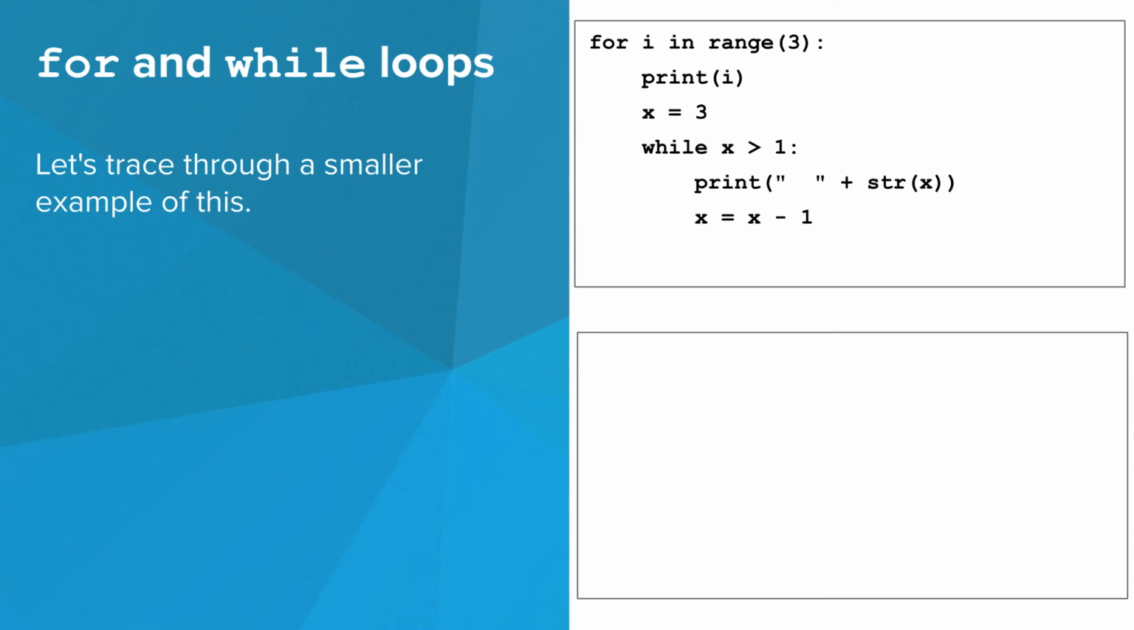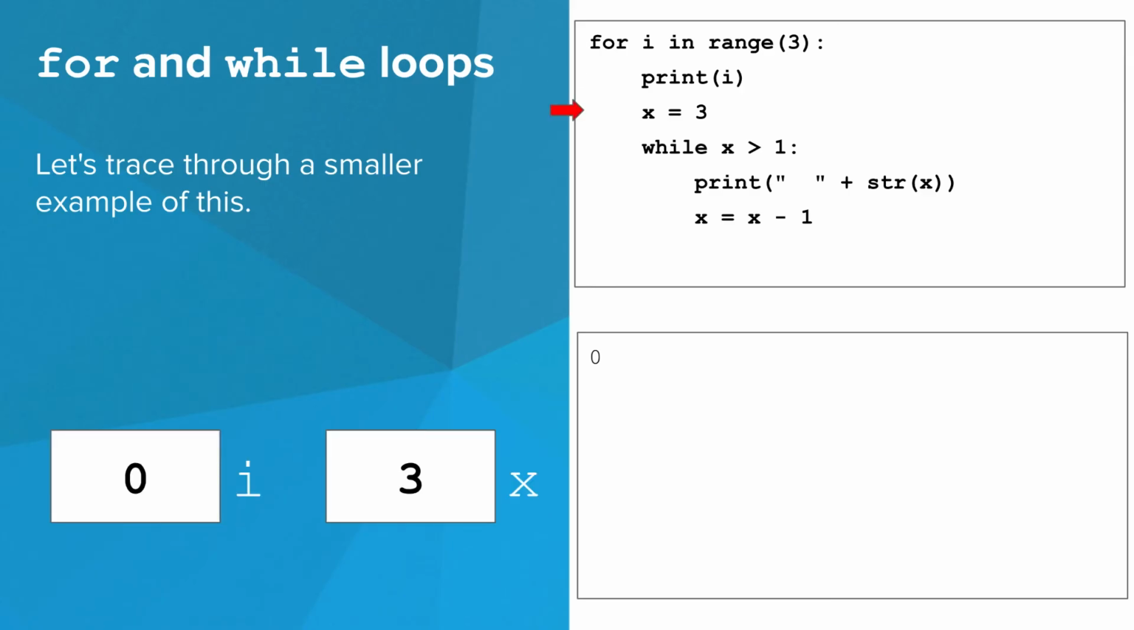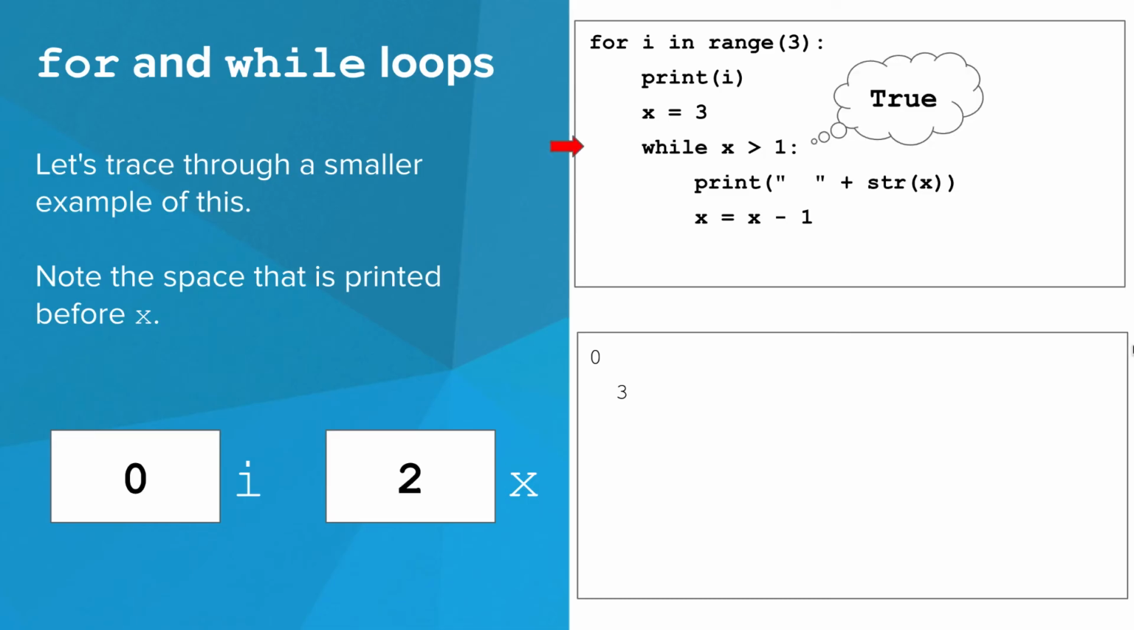I'm going to go through these slides a bit quicker than I did with the last example, and I encourage you to step through them on your own. So we make a variable called i, print it, set a variable called x to 3, check to see if x is greater than 1, which is true, print the value of x preceded by a couple spaces, and subtract 1 from x. 2 is still greater than 1, print x, subtract 1. 1 is no longer greater than 1, so the while loop is finished.